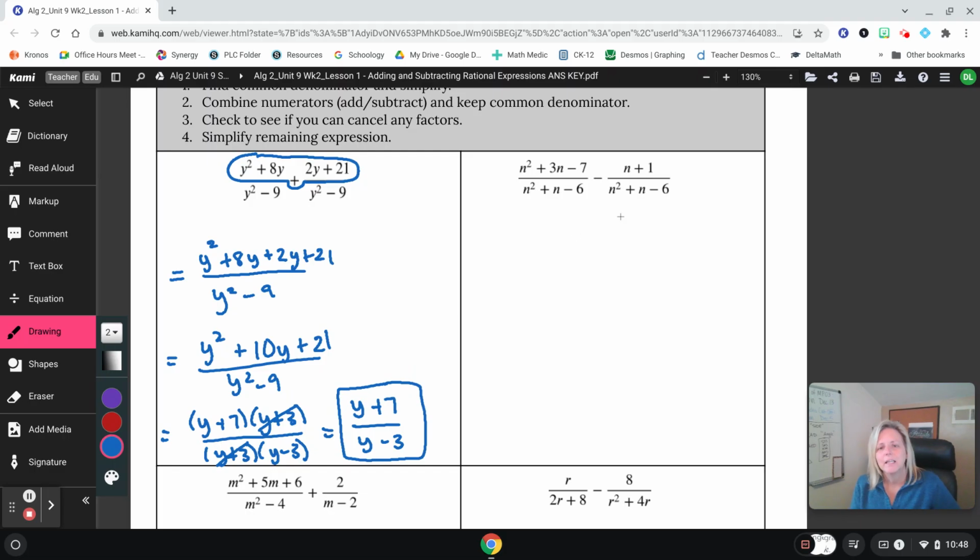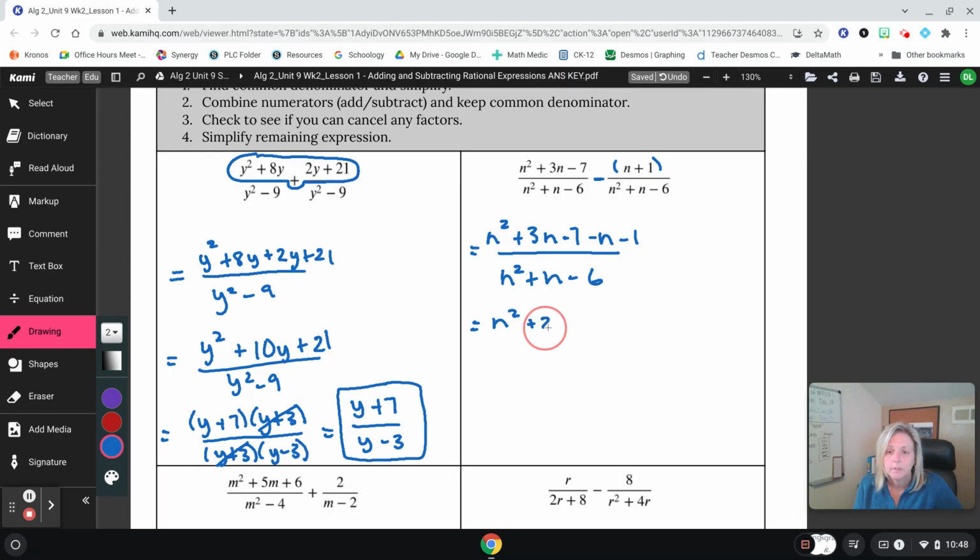Okay. In the next example, same thing, except now we have subtraction. So we're going to keep the denominator exactly the same, and we're going to combine the numerator, but remember you have to distribute that negative to the entire numerator. So we would have n squared plus 3n minus 7, and now I'm going to subtract minus n minus 1. And now we can combine like terms, n squared plus 2n minus 8 all over n squared plus n minus 6. And we can factor.